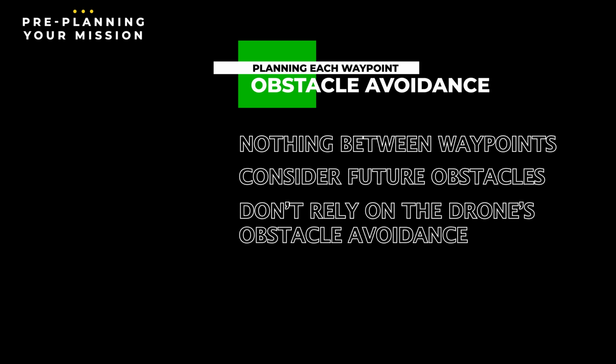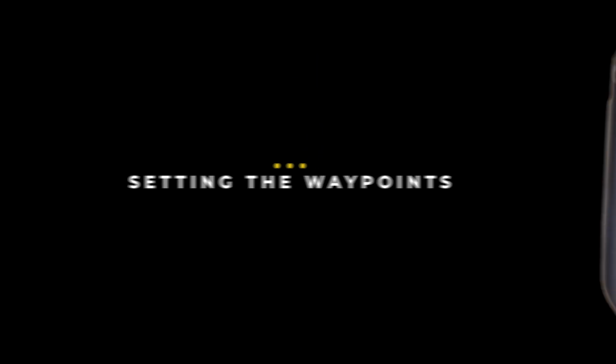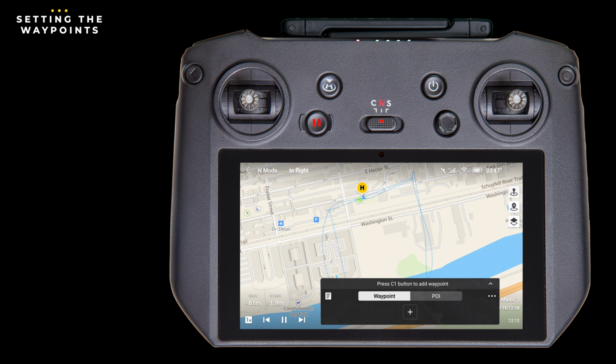You'll notice that we never rely on the drone's obstacle avoidance system. I'm glad the drone has it, but I plan on never needing it. We'll have a little more to say about obstacle avoidance later when we discuss the loss of signal and end-of-flight settings. Setting up the waypoints on-site is actually pretty easy.